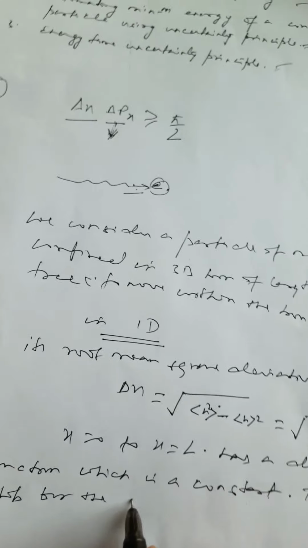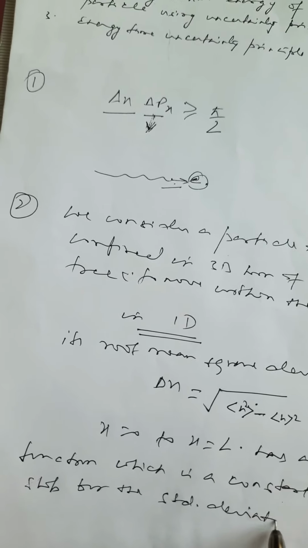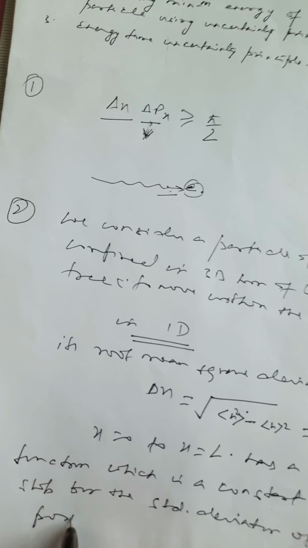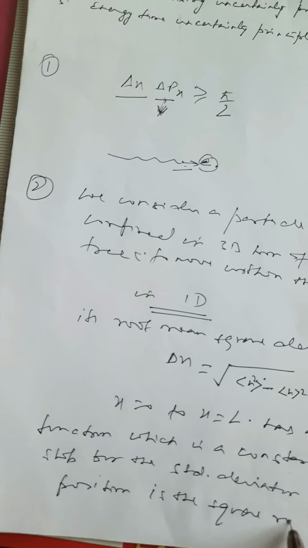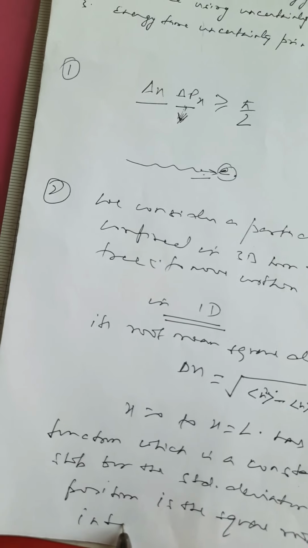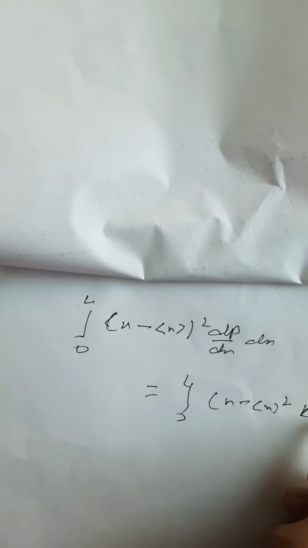for the standard deviation of the position is the square root of the integral. That integral is given by the integral from 0 to L of (x minus the mean value of x) whole square times dp by dx times dx, which is equal to again the integral from 0 to L of (x minus the mean of x) whole square times k dx.